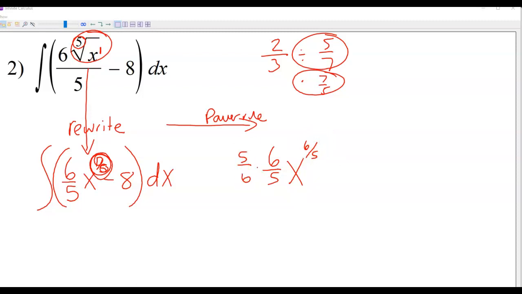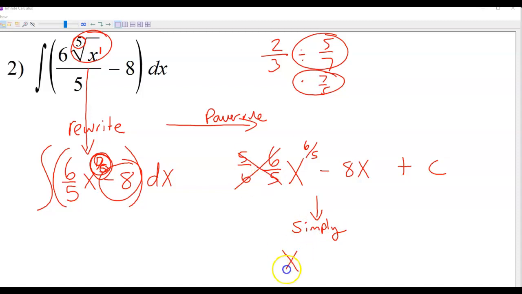Now the second part here, when you have a constant, the way you integrate that is you just put an x next to it. And once again, don't forget your plus c. So there's our power rule. And now we simplify, of course, if we can, and we definitely can. These cancel, and I'm left with x to the 6/5 minus 8x plus c.